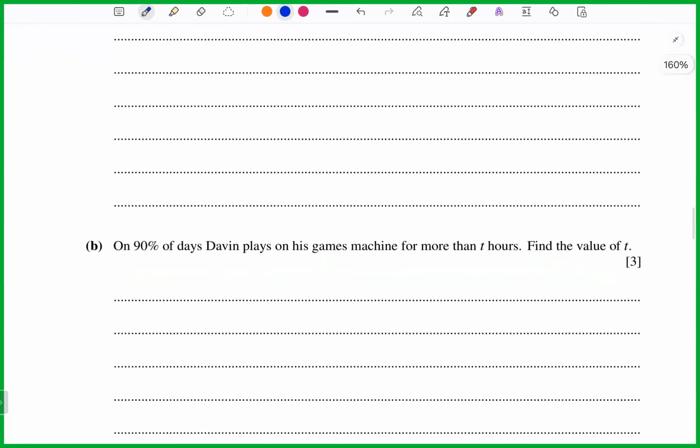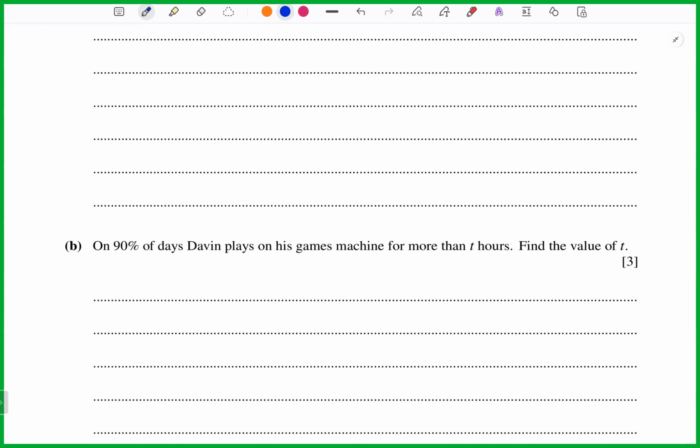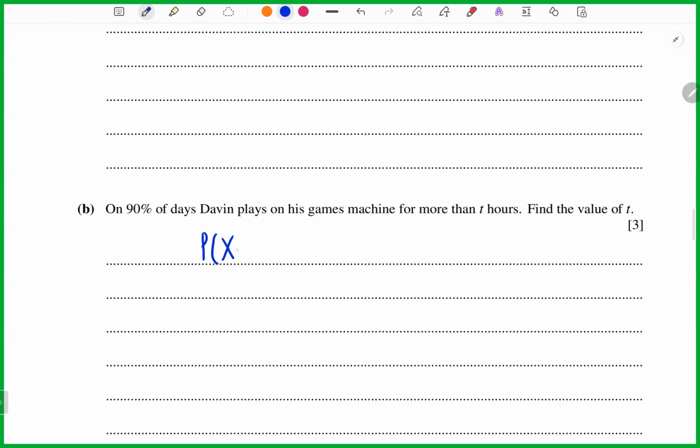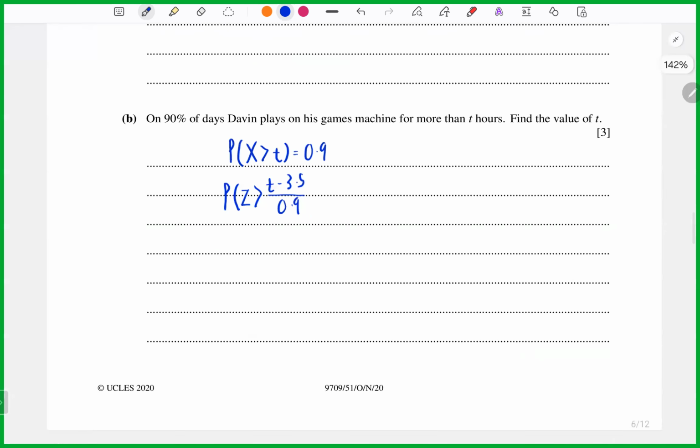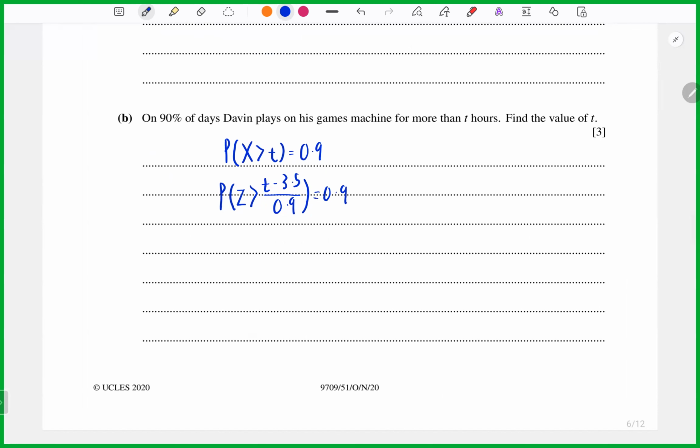Question B. On 90% of the days, David plays on his game machine for more than T hours. Find the value of T. So P(X more than T) equals 0.9. So we change to standard normal: P(Z more than (T minus 3.5) divided by 0.9) equals 0.9. Then I sketch the graph here. You see, it's more than, and at the same time the probability is 0.9, right? So you should sketch and label here.